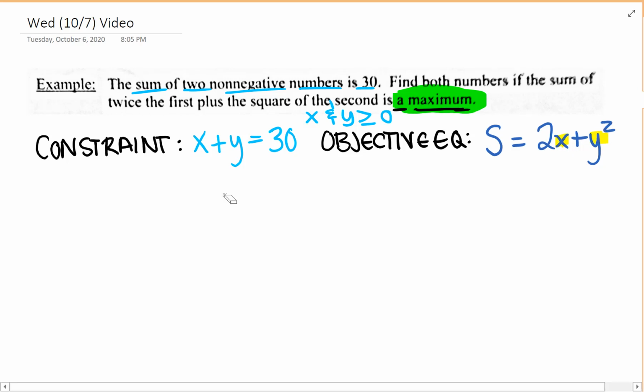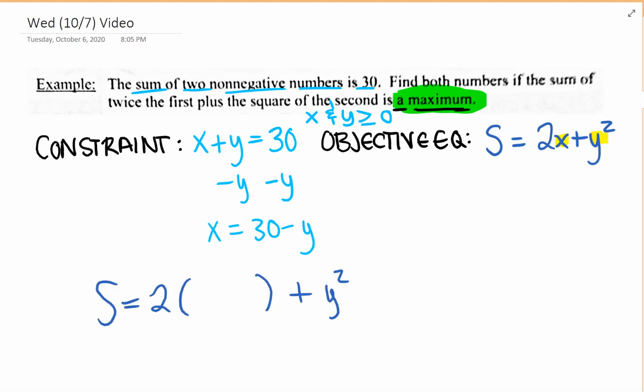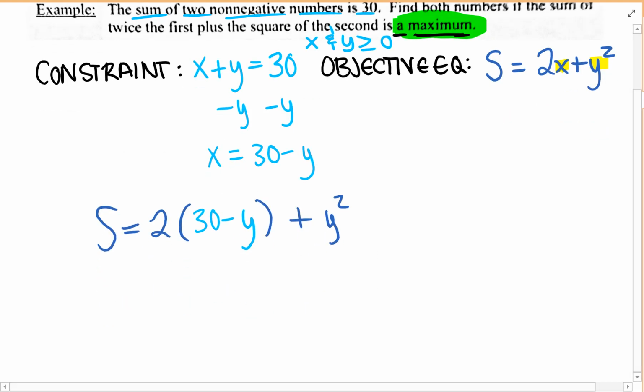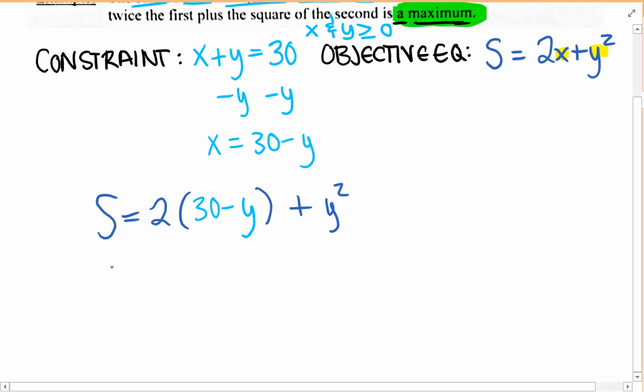X looks like it might take less time for us to do the algebra after we plug it in, so I'm going to solve for x by subtracting y on both sides. I have written x in terms of y, so now I will substitute the equivalent expression for x, 30 minus y, into the objective function. Let's do some algebraic simplification before we derive. You don't have to, but I prefer to.